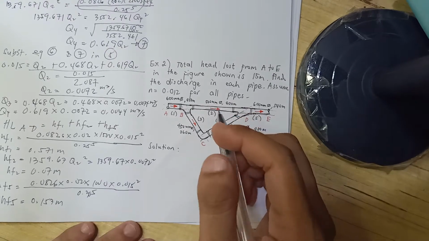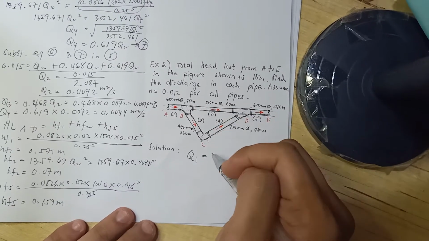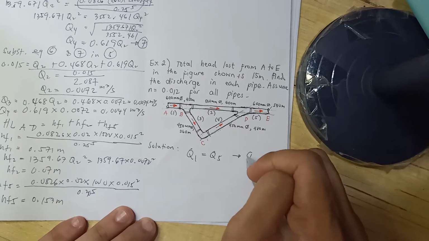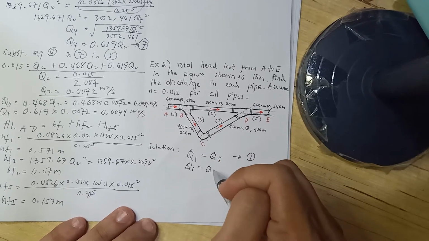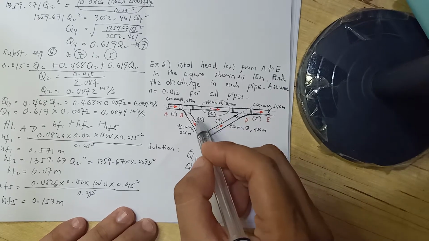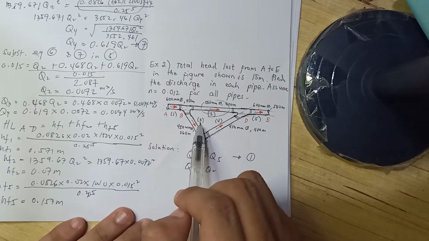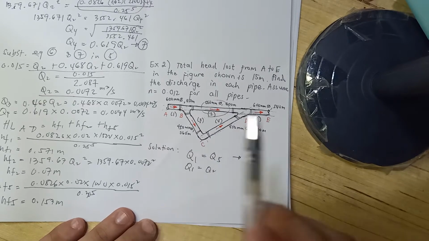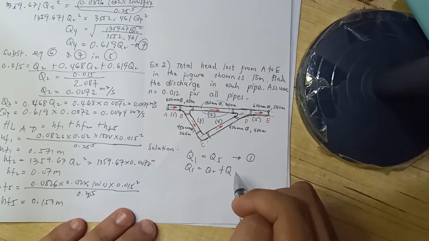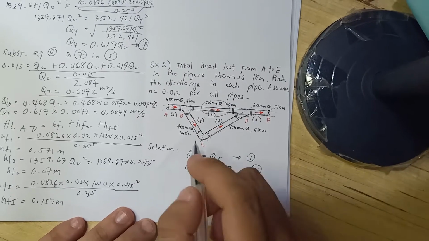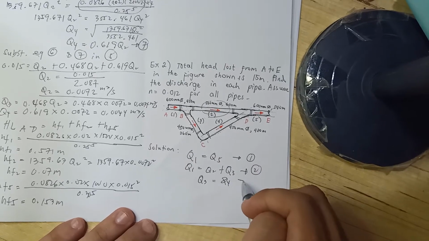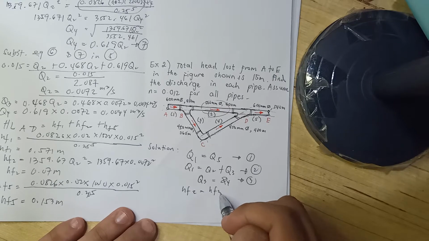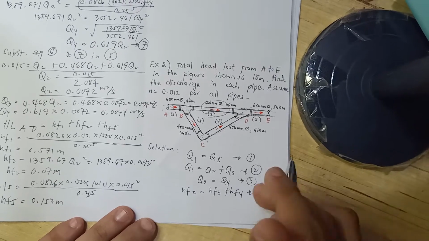To start with, again, consider that Q sub 1 equals Q sub 5. There are 5 pipes. This is equation 1. Q sub 1 equals Q sub 2, since pipe 2 and pipe 3 are connected in parallel. Second equation. Remember that Q3 equals Q4. So this is the third equation. HF2 equals HF3 and HF4. Fourth equation.